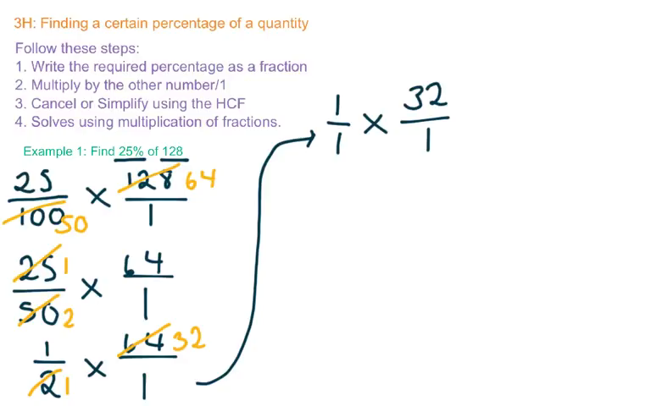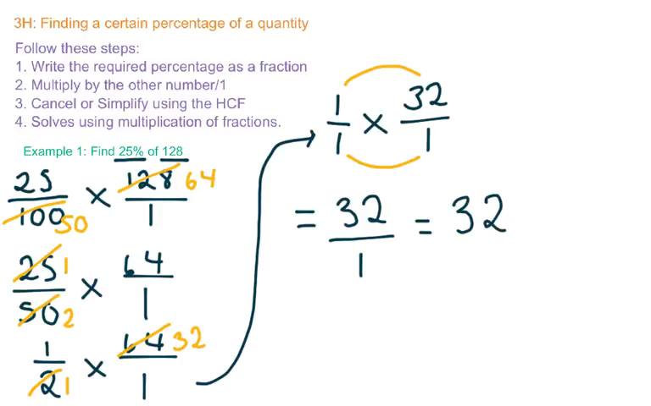So we'll move on to step 4 and we'll solve using our multiplication of fractions. So we're going to times our numerators together, which gives us 1 times 32, which is 32. And then we're going to multiply our denominators together. 1 times 1, which gives us 1. We know that any number over 1 is just the numerator, so we know that it equals 32. Great, so we've now found that 25% of 128 is 32.